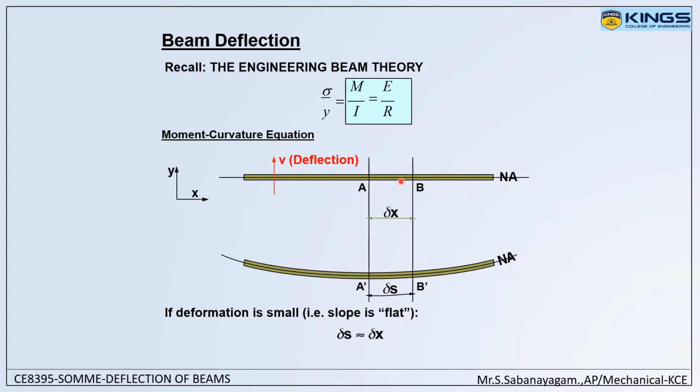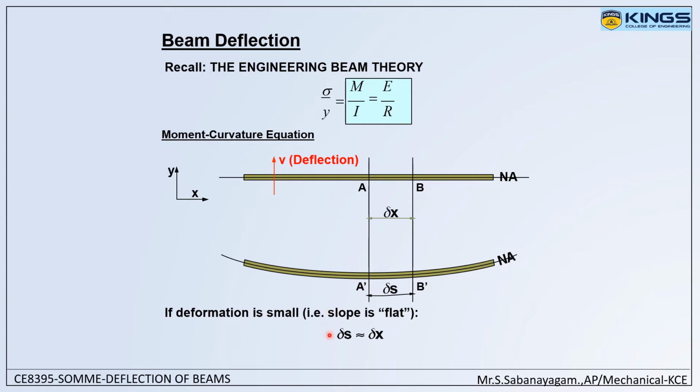On applying a load between these 2 points A and B, on the application of load, the beam can become like this. Hence, del x is the distance between A and B, that is the length on which load is applied. That will become del S. So sigma by y is equal to M by I is equal to E by R is the engineering beam theory. We already know this from the first year itself, in the engineering mechanics paper.